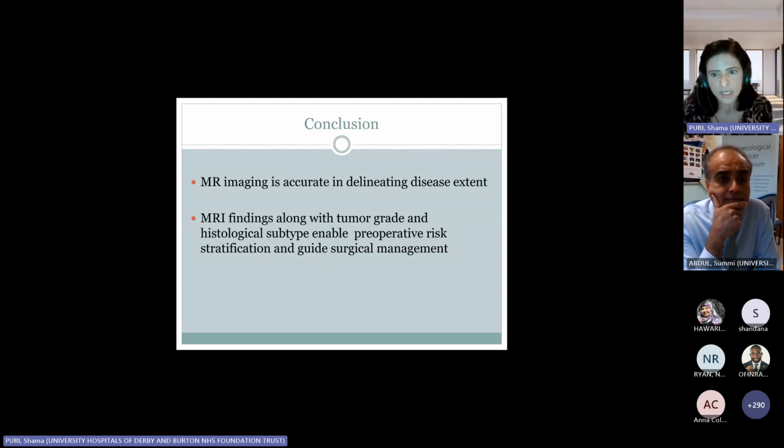So to conclude, I would say that MRI is accurate in delineating the disease extent in endometrial cancer. And when we put MRI and histology together, it can optimize and guide the surgical management.